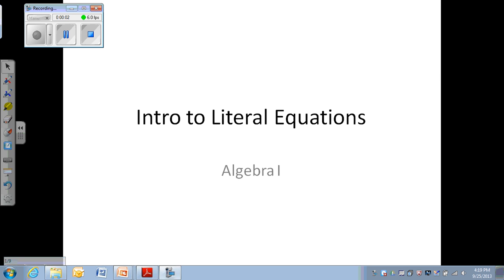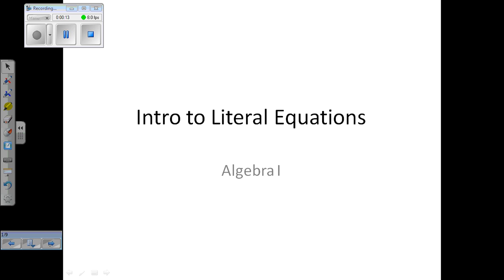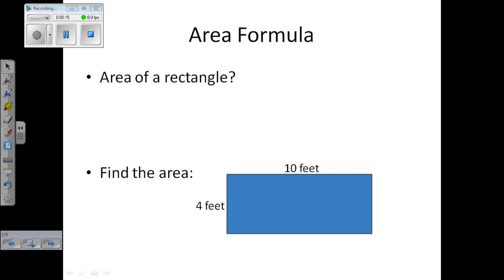Hi everybody, today we're going to talk about an introduction to something called literal equations. So we're going to start with something that you already should know something about, which is a formula. A lot of times literal equations are also formulas.